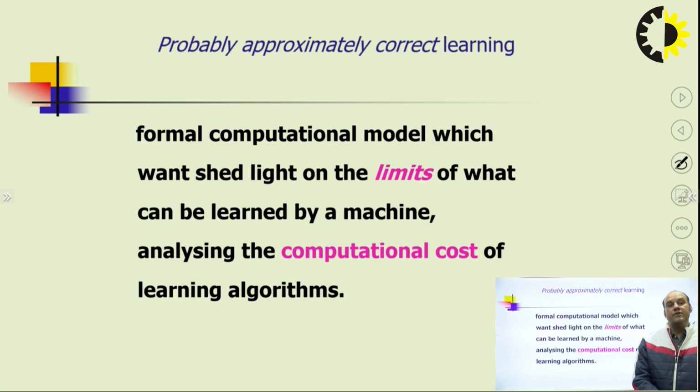So for that we will use this PAC learning. Okay. So we will define this PAC learning as a formal computational model which wants to shed light on the limits of what can be learned by a machine. How can we learn? By analyzing the computational cost of the learning algorithm. So this is probably approximately correct learning.